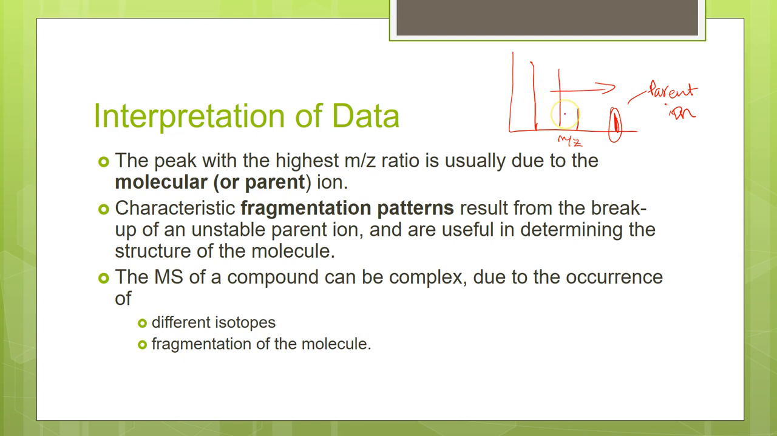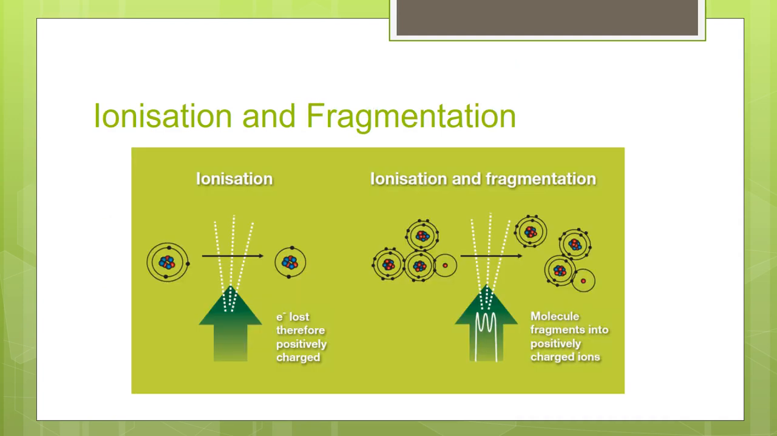Then we see other peaks that create what we call a fragmentation pattern due to the molecule breaking up. So this can be due to different isotopes or fragmentation. So just another way of looking at our ionization. So we knock an electron out, we get left with a positive molecule. When we have, or atom, when we have molecules, what can happen is bits can break off. One part of it will be positive, the other part of it will not be positive. Okay, it will be uncharged.